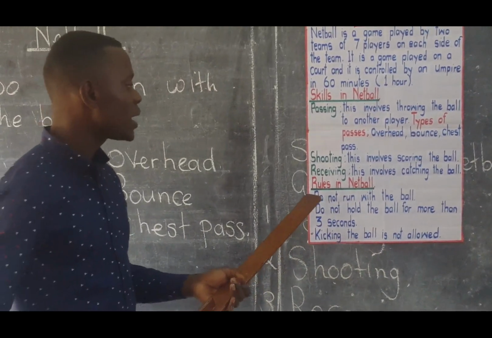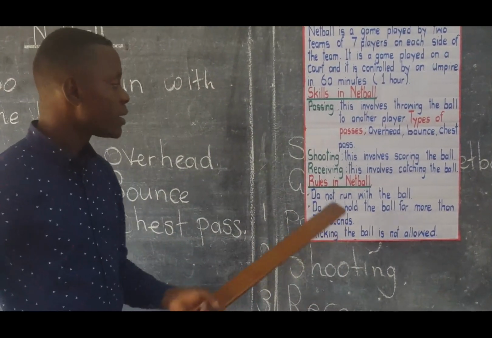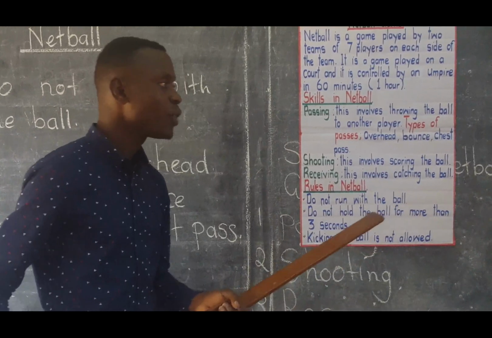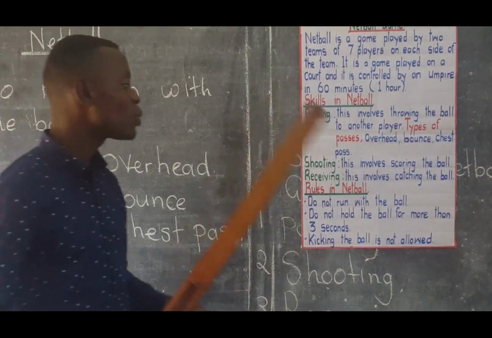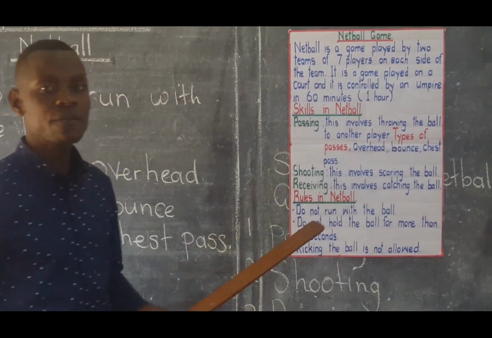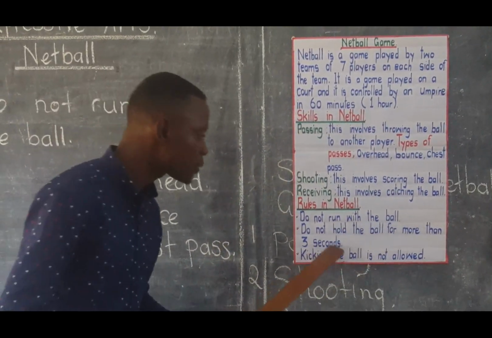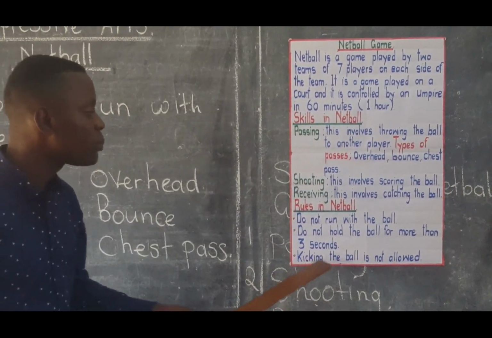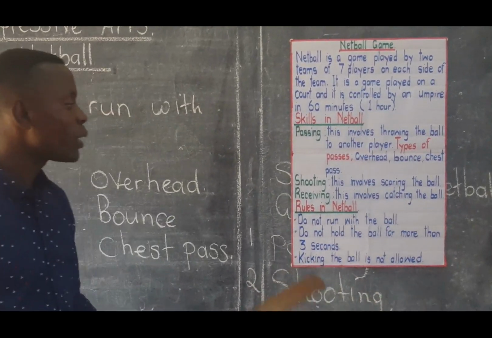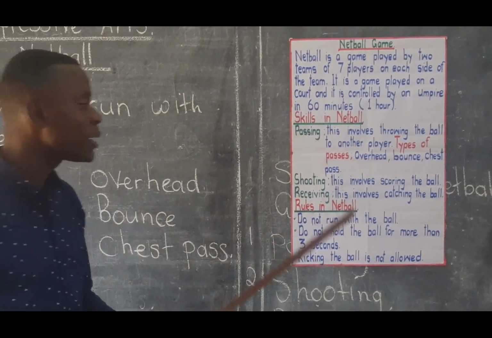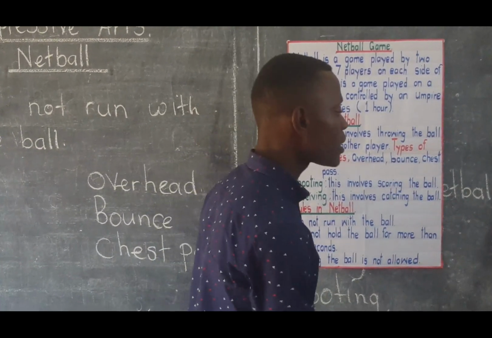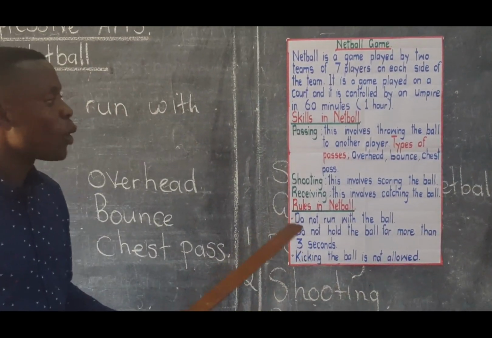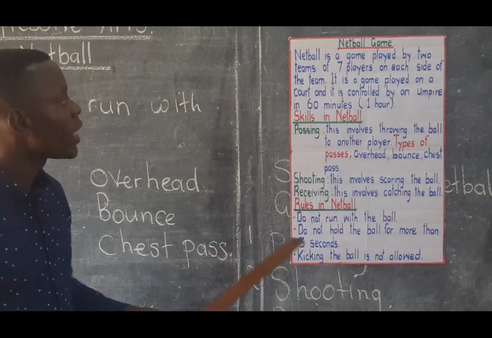Now, it is important also to look at the rules. The rules used in netball are, number one, do not run with the ball. While catching or holding the ball, you're not supposed to run with it. Immediately when you receive it, without taking more than 3 seconds, you pass it to another person. Then the other one, kicking the ball in netball is not allowed. Then the other one, no body contact with another player. You need just to play this game freely without holding each other. So this is where the lesson ends.